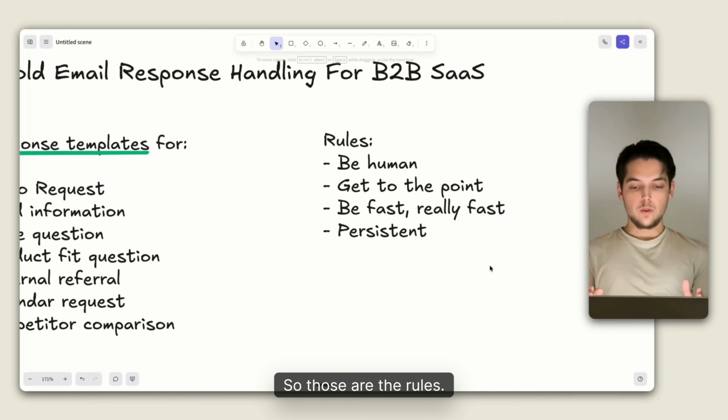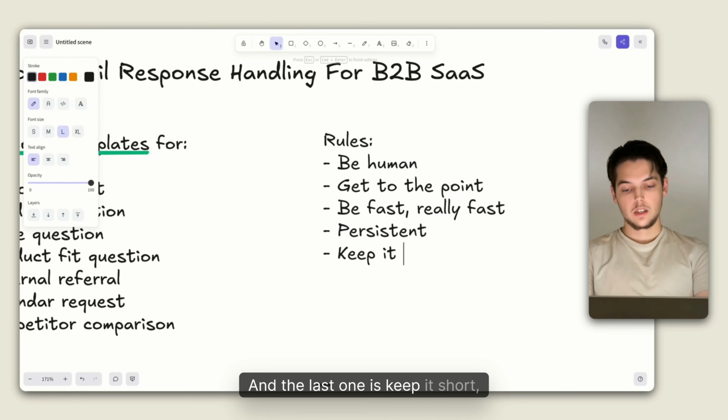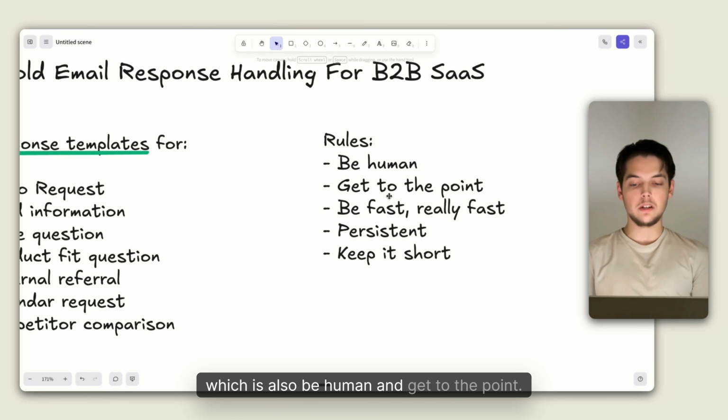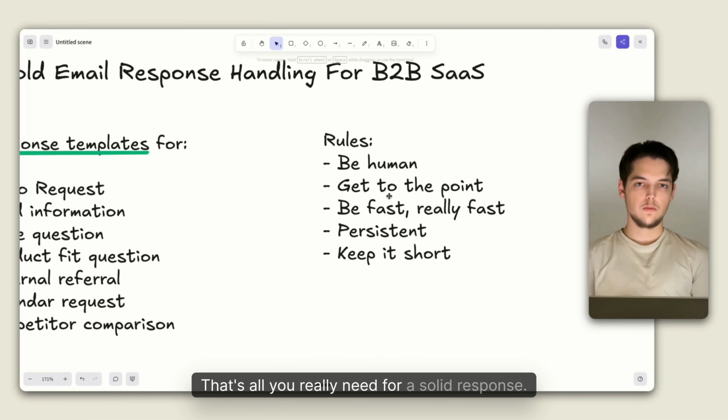So those are the rules. You be human, like casual. You get to the point. You be fast, like really fast. You're persistent. And the last one is keep it short, which is also be human and get to the point. But I just want to emphasize this because it's another rule. All right, just keep it short. 1, 2, 3 sentences, that's all you really need for a solid response.